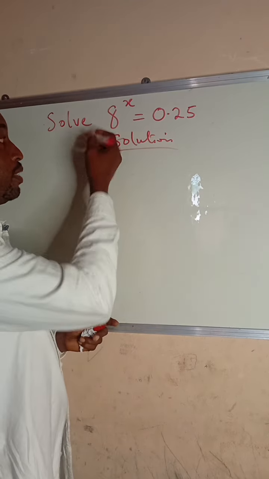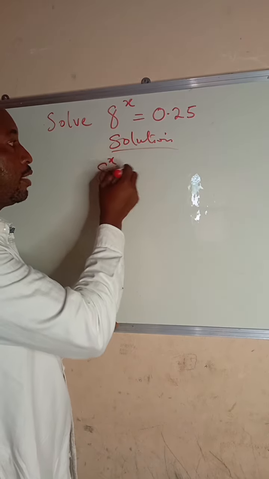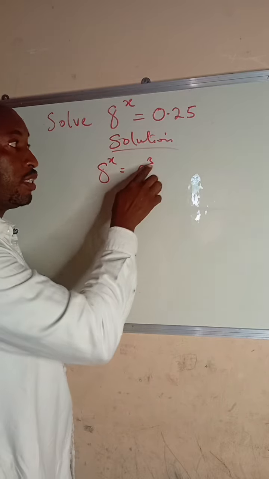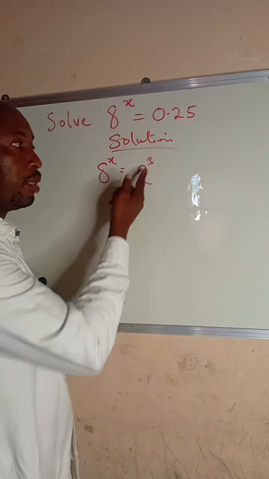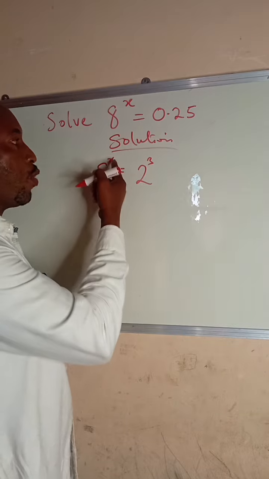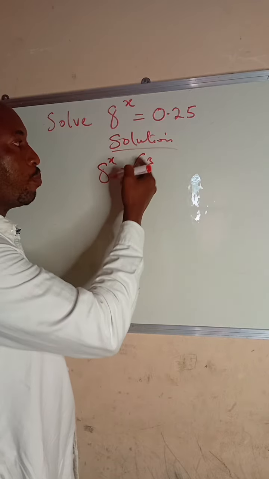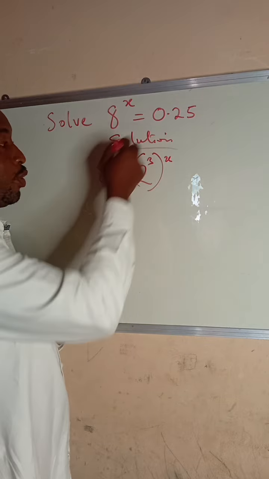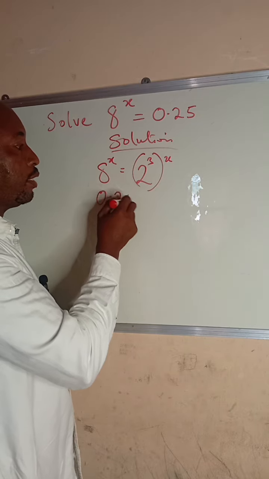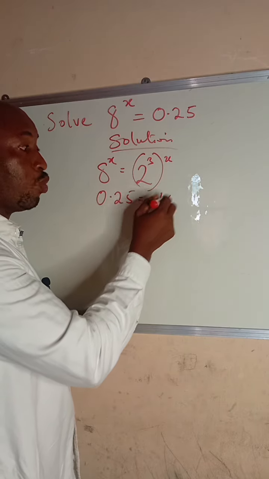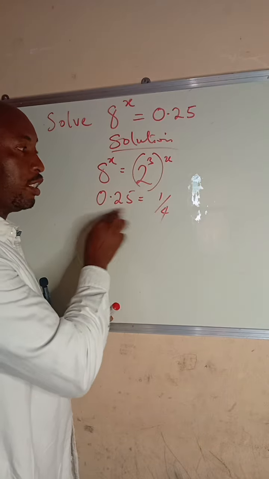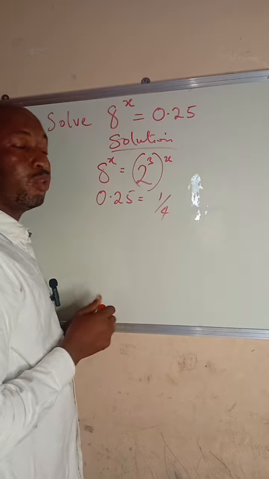You believe with me that 8 is the same thing as 2 raised to the power of 3, which will satisfy 8. 2 raised to the power of 3 is the same thing as 2 times 2 times 2 in 3 places, which will give us 8. Now we already have a power of x here. I will open my bracket, close bracket, and I will have my x written this way. Now 0.25, you also believe with me that 0.25 is the same thing as 1 over 4 in fraction. If you divide this, 1 divided by 4 will satisfy this. It's the same thing as 0.25.